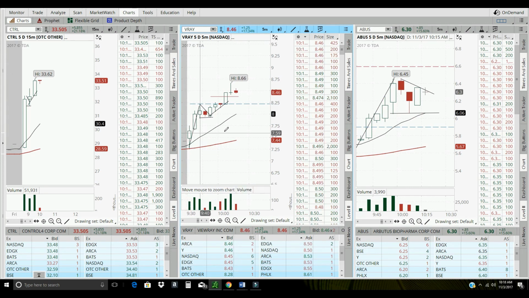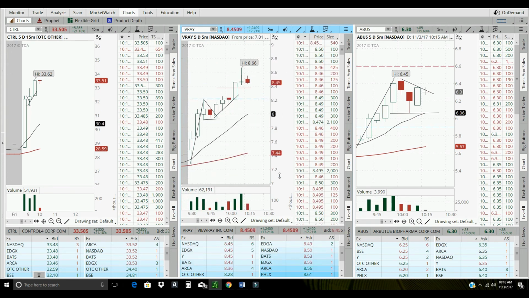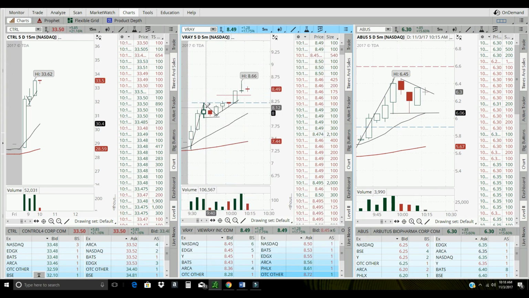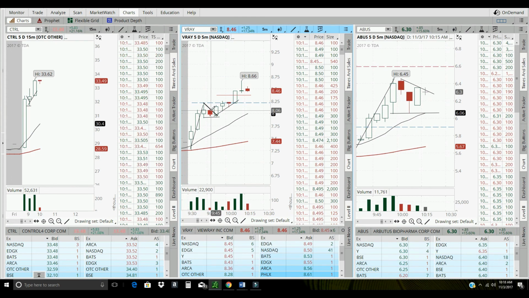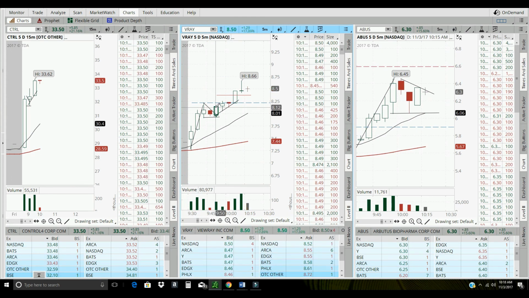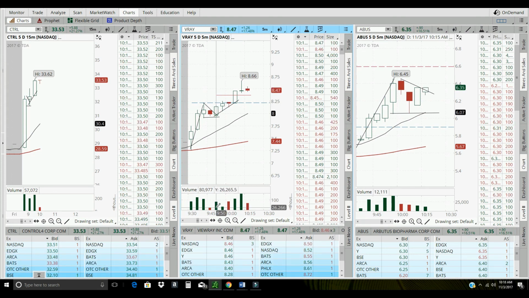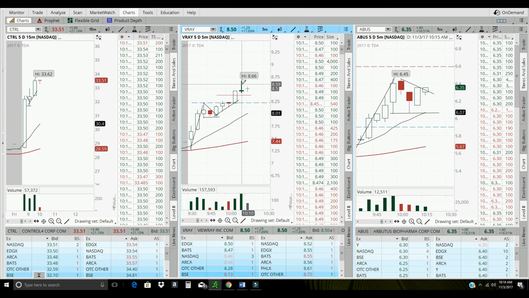We got our pullback. Got our pullback right here. Took a long position above this previous low. Got in at 8.14, roughly right here. So volume increase. Broke through this area of resistance. Stock pushed higher. Great trade.